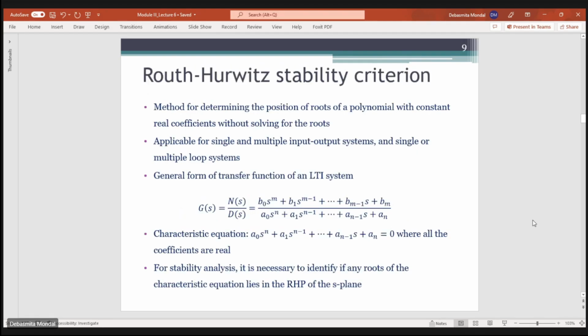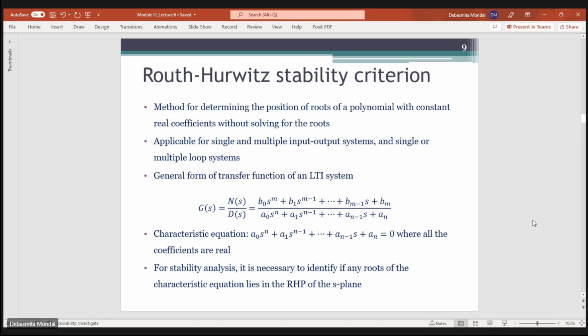Now first of all we'll discuss the Routh-Hurwitz stability criteria. Basically, this Routh-Hurwitz criteria is a method of determining the position of the roots of a polynomial, provided that the polynomial has constant and real coefficients, without actually solving for the roots.